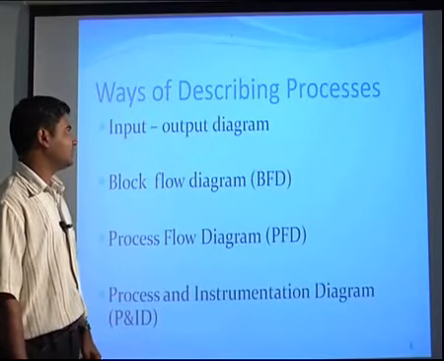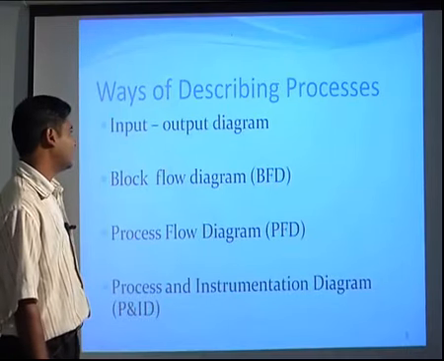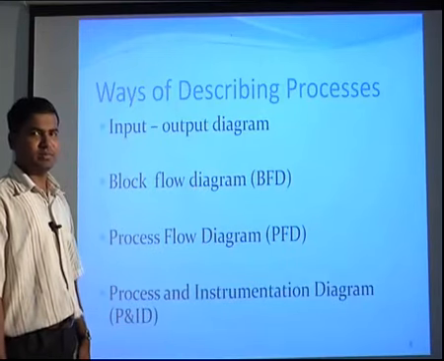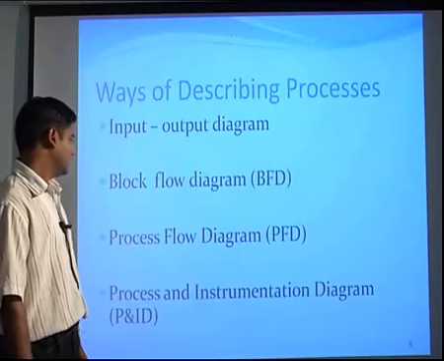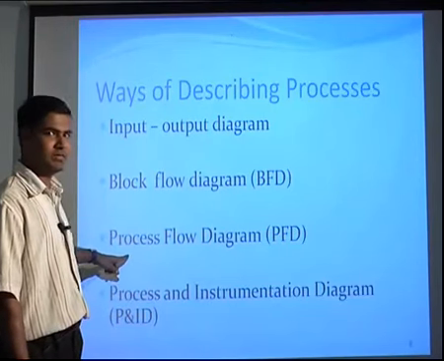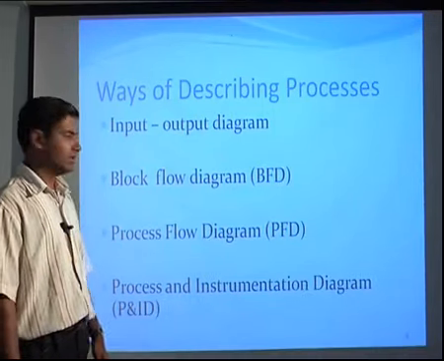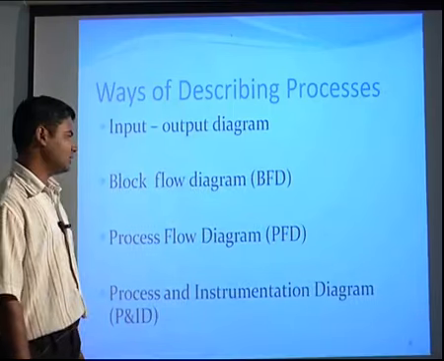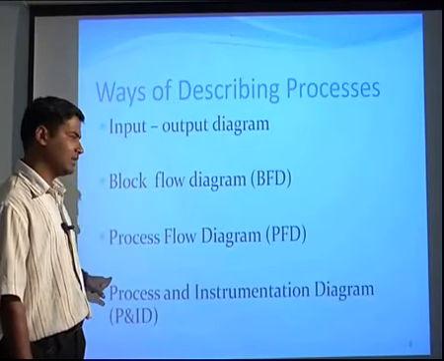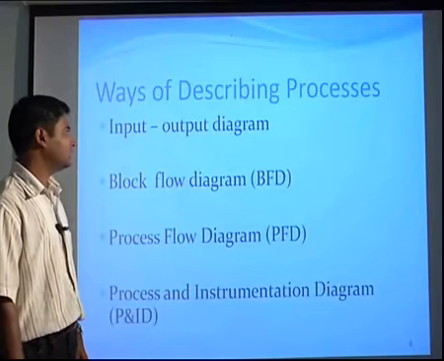He also has to describe the processes, and there are several ways of describing a process. One is the input-output diagram, which is the simplest form. Then the block flow diagrams, which we have already seen in chemical process calculation, CPC. And in chemical technology, we will mainly deal with the process flow diagrams, PFD, and later on the process and instrumentation diagram, that is P&IDs. As far as the chemical technology modules are considered, you will mainly deal with the PFDs, and P&IDs will come in later stages of your engineering. We will discuss them one by one in detail.